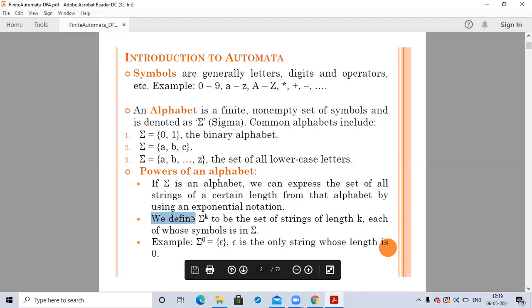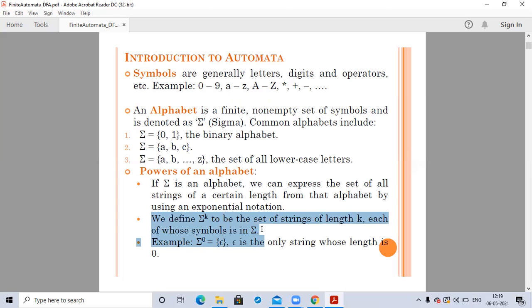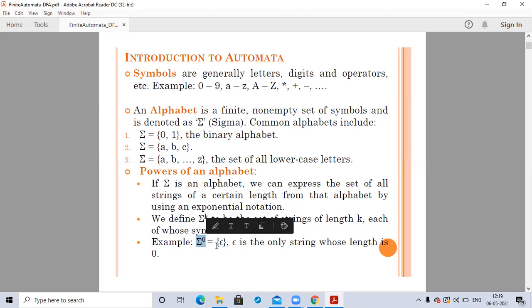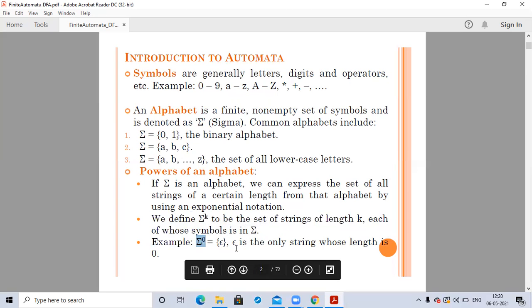We have a general term, sigma power k, which is the set of strings of length k, each of whose symbols is in sigma. It means that from the alphabet sigma, we form strings, and those strings must have length k. That set of strings appears in sigma power k. And sigma power 0, as we just said, is the set of strings having length 0. Length 0 means they have nothing, so it's nothing but epsilon. Epsilon is the symbol indicating the empty string.